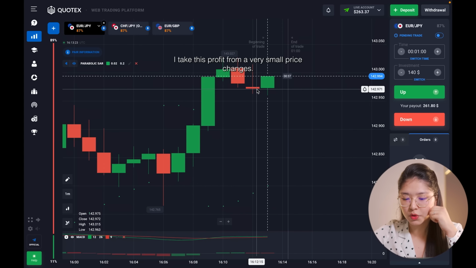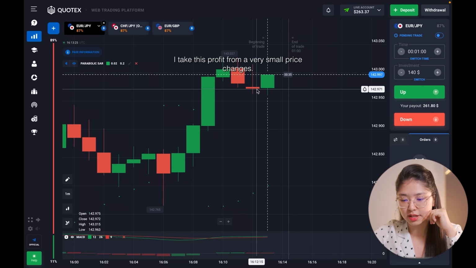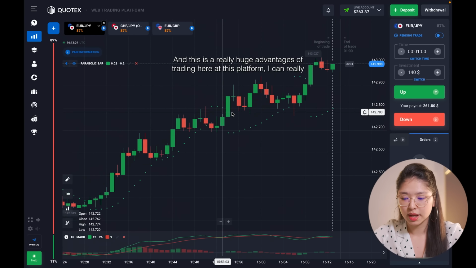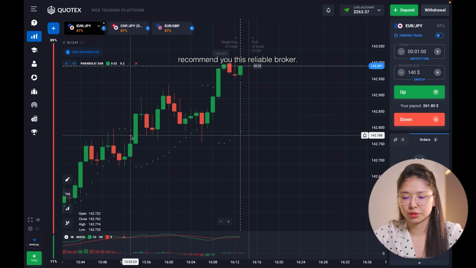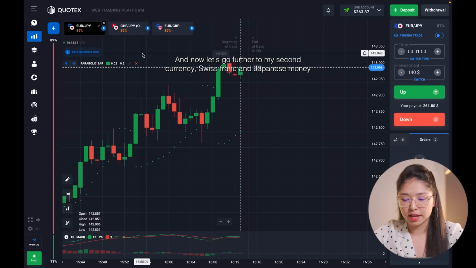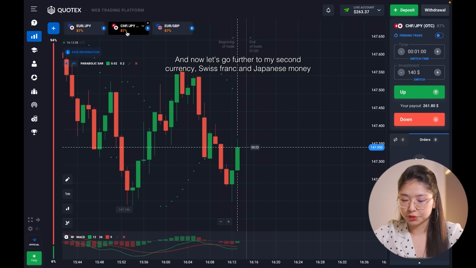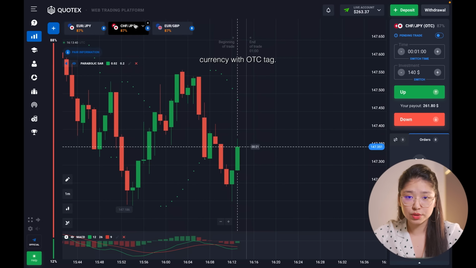And I take this profit from very small price changes, and this is really a huge advantage of trading at this platform. I can really recommend you a reliable broker. And now let's go further to my second currency, Swiss franc and Japanese yen currency with OTC tag.